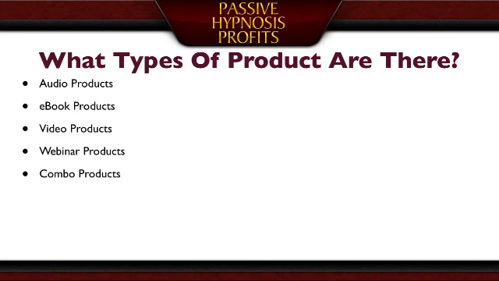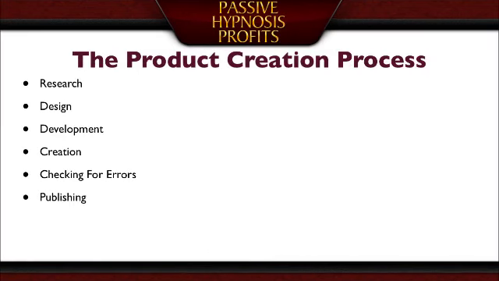The product creation process is a pretty simple 6-step thing which will apply to all of those different types of products. It pretty much applies, in fairness, to any product anywhere in the world, from cars to houses to anything. But I put this together specifically as the process that I guide people through when it comes to creating products. It goes as follows: research, then design, then development, then creation, then effectively proofreading, but I'll call it checking for errors, you'll find out why in a second, and then publishing. We're going to break each of those down now step by step, and I'll talk you through what I mean by each one.